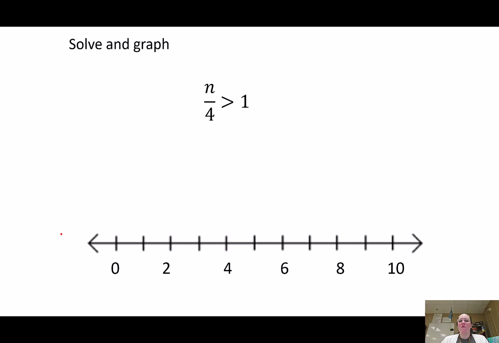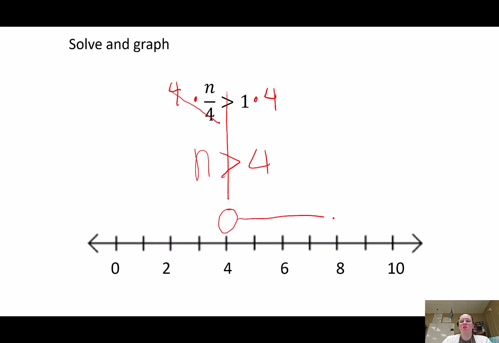Okay, n over 4 greater than 1. Well, 4 is dividing the n, so to do its opposite, I have to multiply both sides by 4. So n becomes greater than 1 times 4, which is 4. Since it's greater than, we're going to do an open circle. And greater than shades to the right.